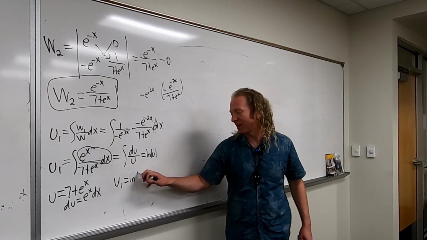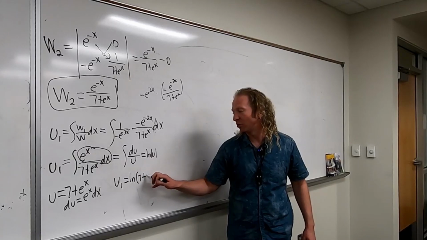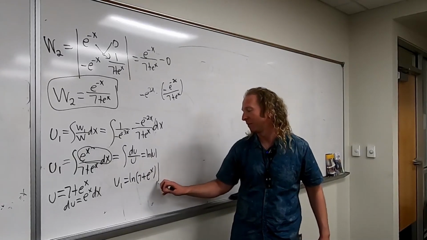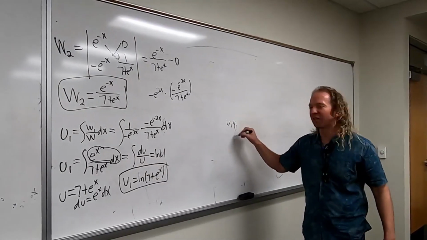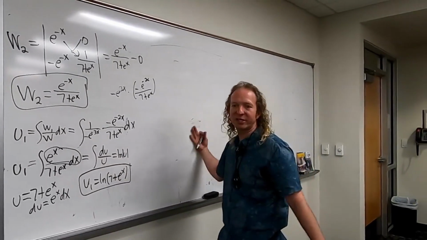You can drop the absolute value here because it's positive already. Don't worry about the plus C. Why not? Oh, 'cause it's gonna combine later. Yeah, because remember, you're going to multiply it by y1. It gets absorbed into the other constants and stuff.